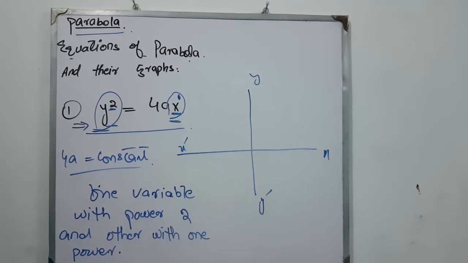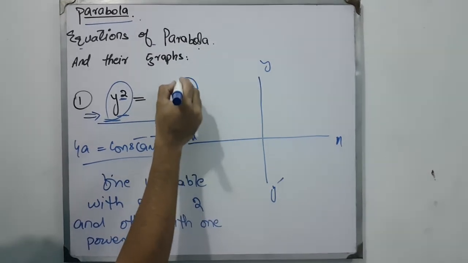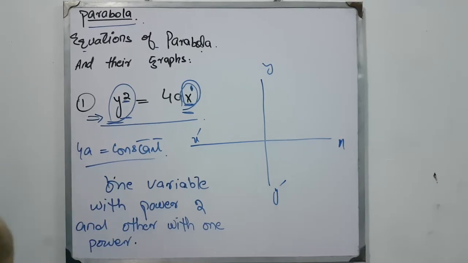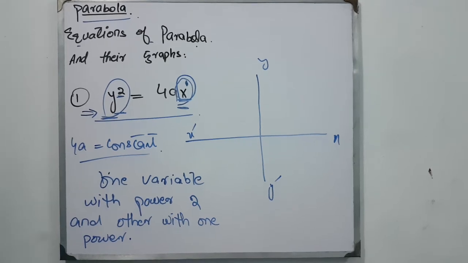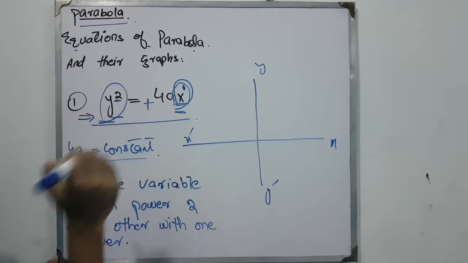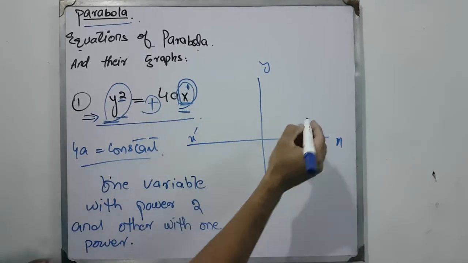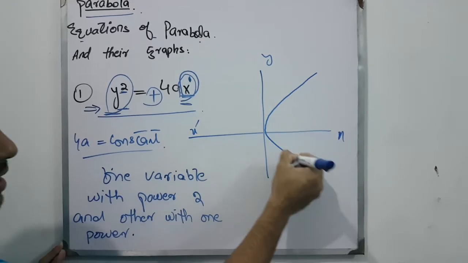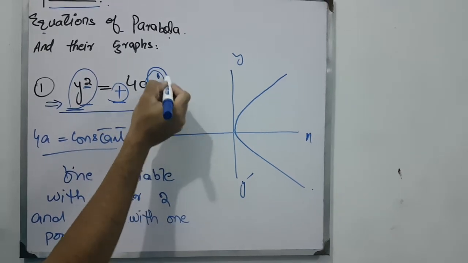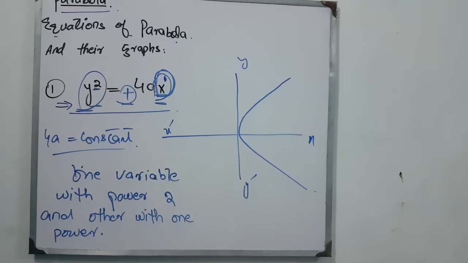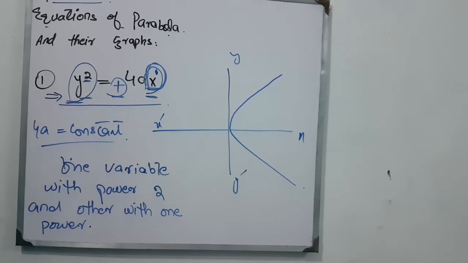Now I'm going to sketch the graph. Always see that for the variable with power 1, the graph is plotted along that axis, and you note the sign in the equation, whether it is positive or negative. Therefore the graph becomes like this, along the positive x-axis, because here the sign is positive and the degree of x is 1. As I told you, for the variable with power 1, the graph is drawn along that axis.